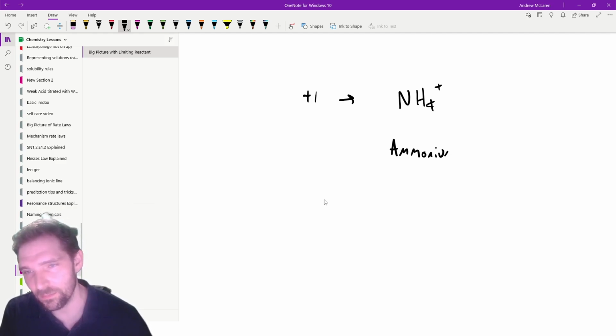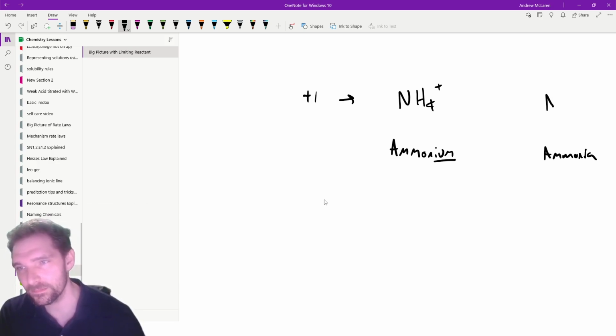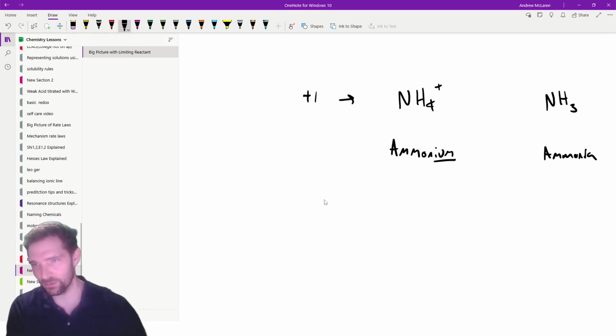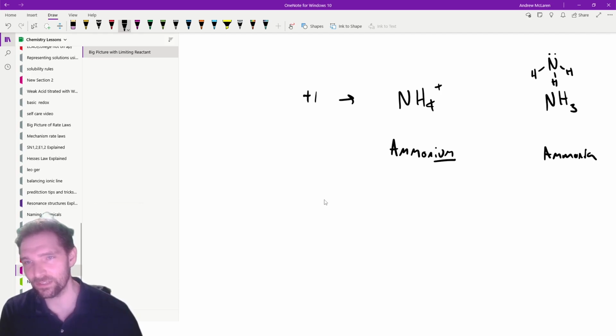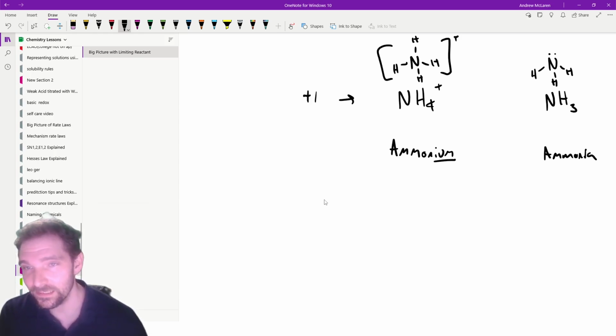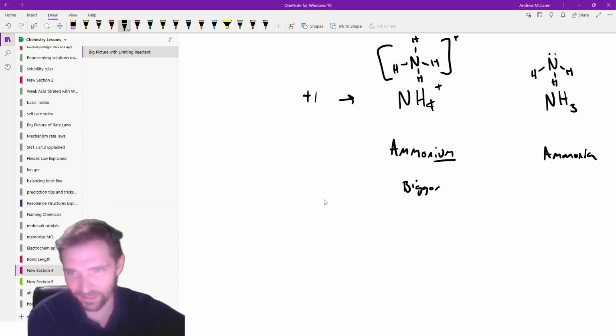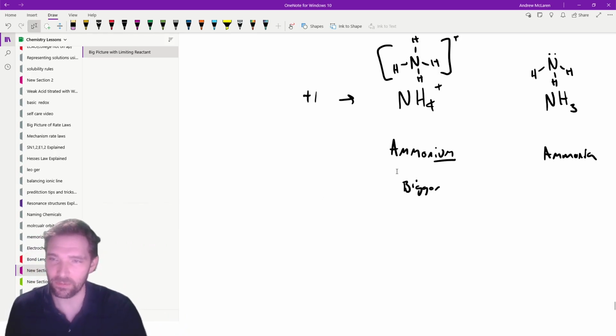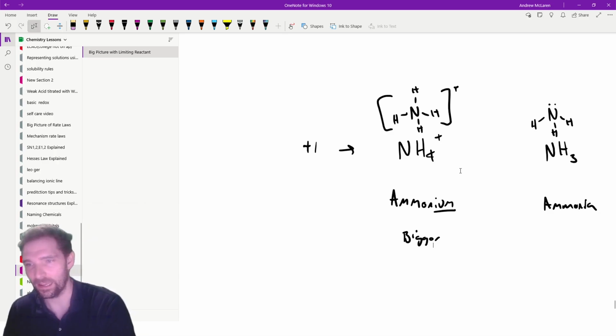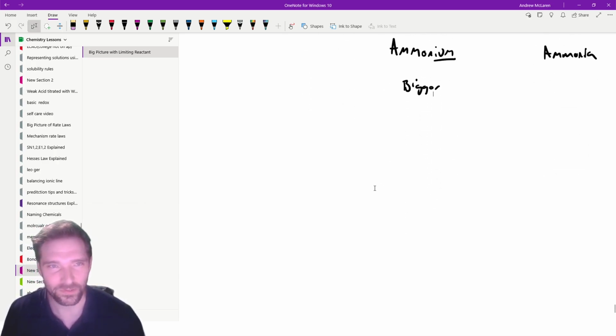So this is ammonium, which has the longer word, and then ammonia isn't a polyatomic ion, it's just neutrally charged. You've got a nitrogen, 3 hydrogens, and a lone pair. And you can imagine if you were to put an H+ on that, you've got 4 hydrogens. And the whole thing has a +1 charge. So the ammonium is the bigger one. It's the bigger name, it's the bigger chemical with the other hydrogen on it. So that's how I remember ammonium. It's not ammonia.